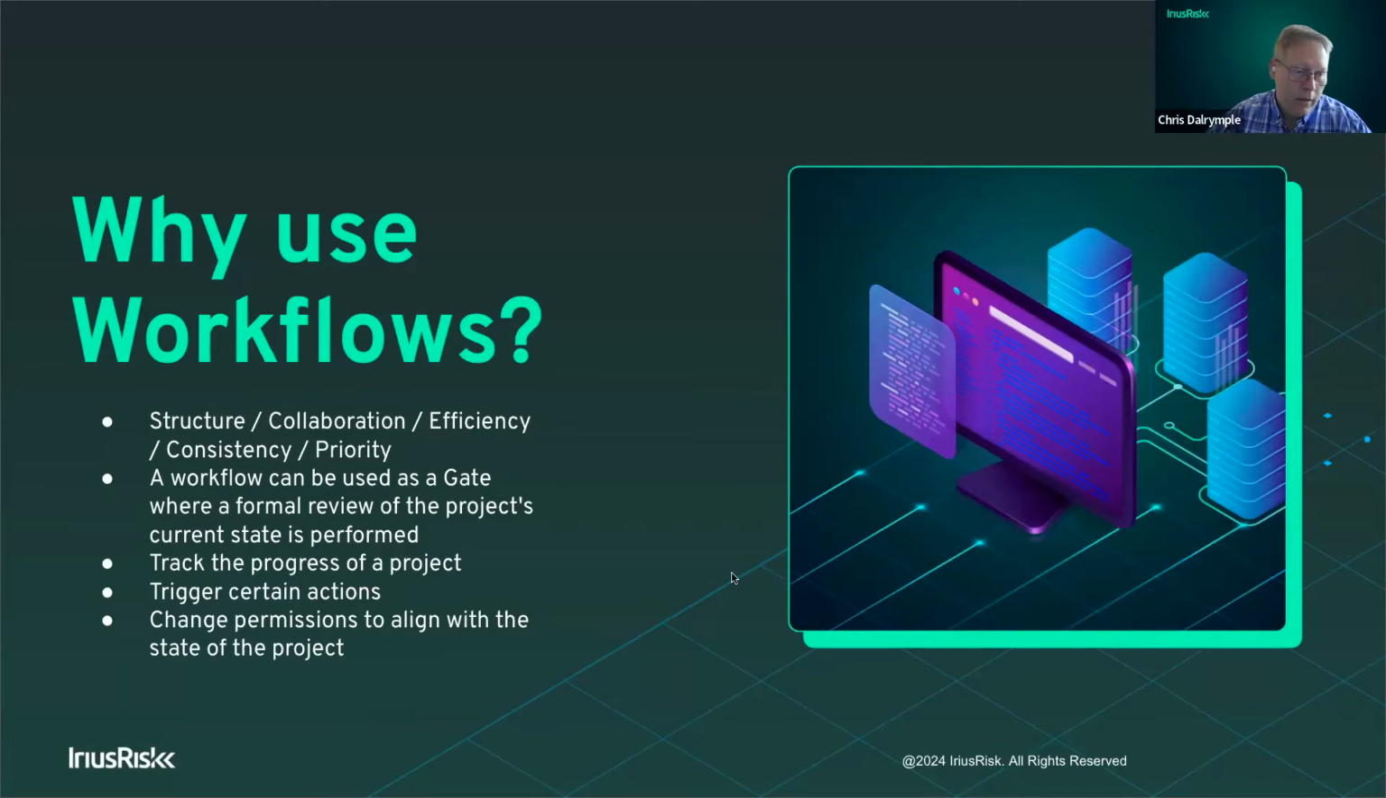And then finally, we can change permissions to roles as the project moves through our workflows. So an example of that would be if I have a project that's in a developmental workflow state, I may allow my development team or my development role to have a very large amount of capabilities through permissions when it's in that phase.